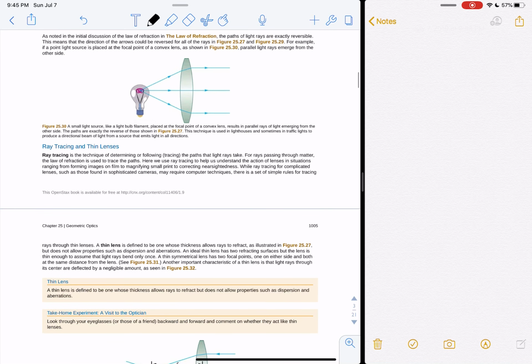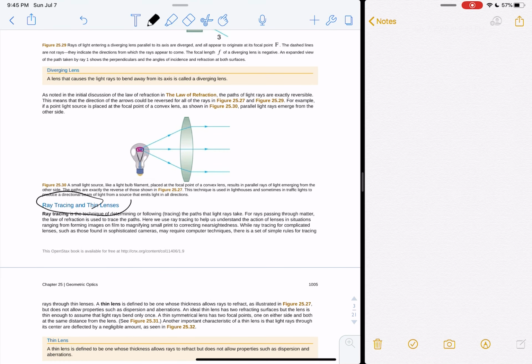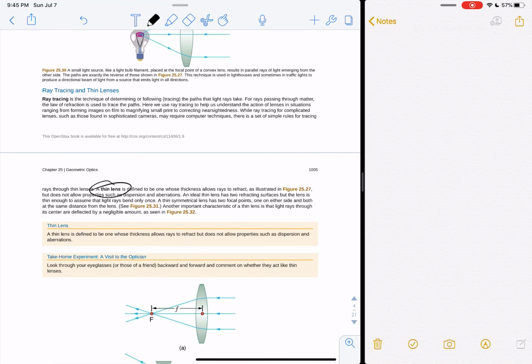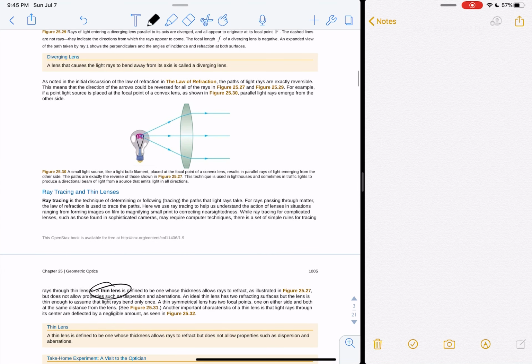All right, so ray tracing is the concept of treating light as rays and then tracing some rays to figure out where images are going to be created by a lens. Okay, so we treat lenses in this course as thin lenses, which means we don't have to consider the thickness of the glass when we're considering how the rays behave.